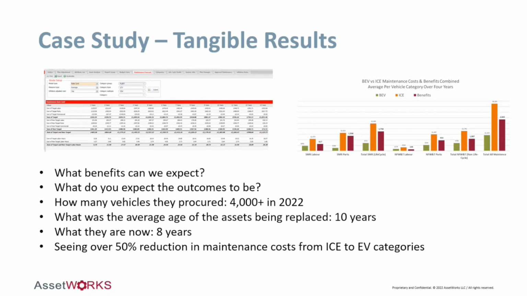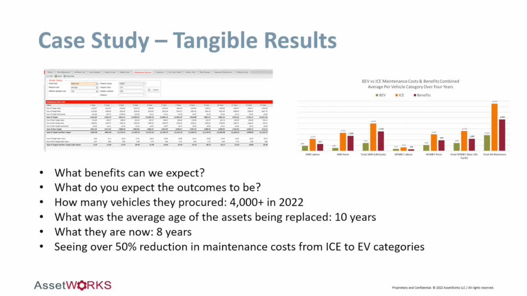The outcomes of this study were pretty interesting. They've been able to use CAM to order over 4,000 new assets in 2022. We've been working with them to track their transition to EVs and use the CAM maintenance forecast tool to look at annualized maintenance costs over the life of their ICE vehicles, as well as over the life of their BEV vehicles as they've been in service for now the last 4 years.